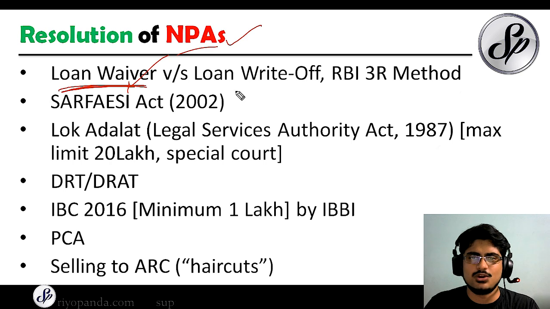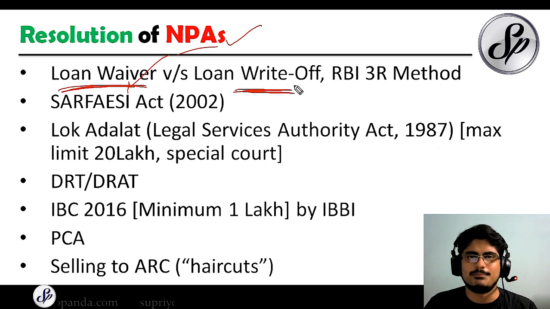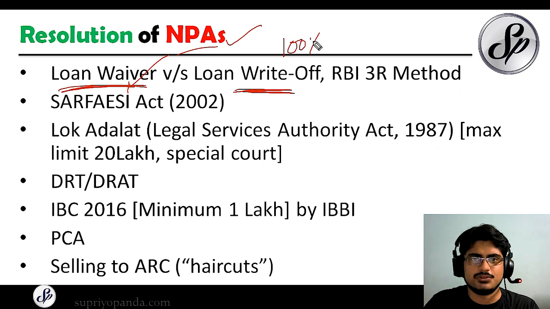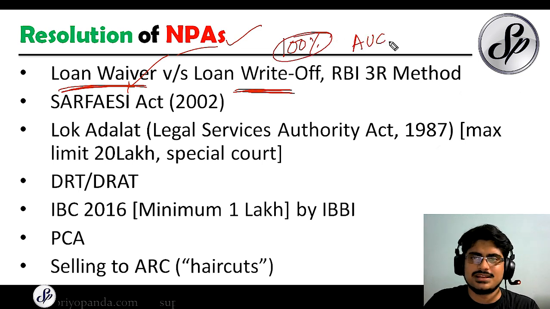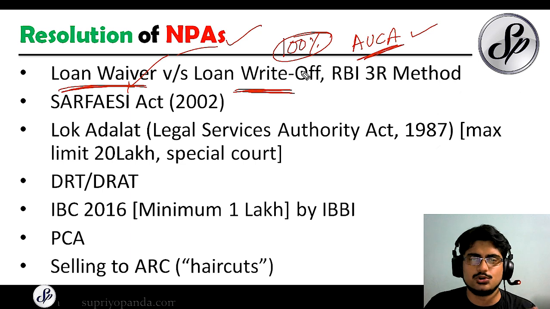And then there is something called the loan write-off. When the bank sees that there is very little chance of recovery, they write off those loans and make 100% provision. Along with this, there is something called an AUCA account, which is an assets under collection account. Loans will be moved to that account, and the bank will still try the recovery process, but sometimes it works and sometimes it doesn't. That is the write-off, when the banks themselves write off the loans.